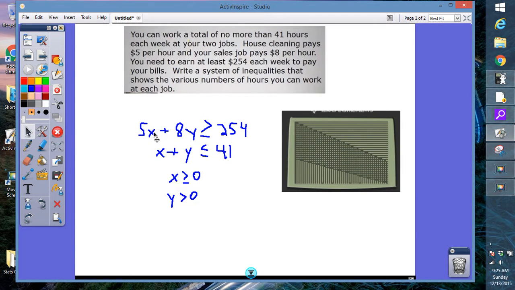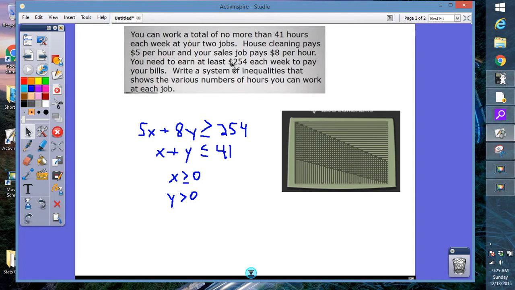So X must be my number of hours working at my house cleaning job. So $5 times the number of hours is how many dollars that week I'm going to earn from that job. My $8 per hour times the number of hours at my sales job. So this quantity here represents how many dollars I'm going to receive from that job, and together I need them to be at least 254. So at least can also be equal to. If I make exactly 254, that's okay, but I want to make equal to or more than.